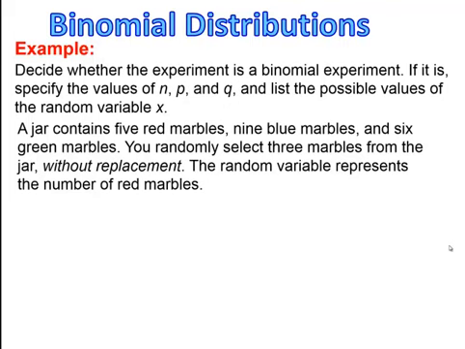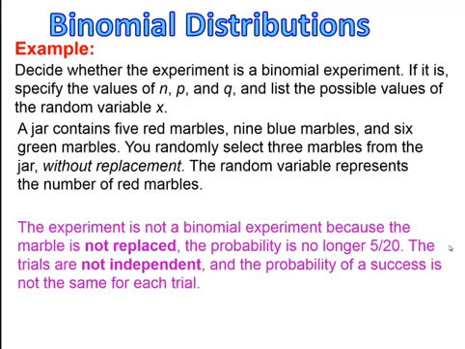Now here's the key information here. Without replacement, remember, if we're not putting the marble back in the jar, it changes the probability. And because the probability is being changed, this would not be a binomial experiment. Since the marble's not replaced, the probability will change. Therefore, each probability is not independent of each other, and it would not be a binomial experiment.